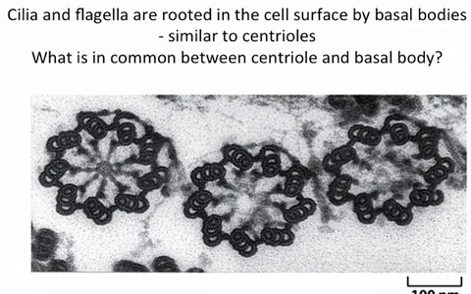Okay, so they are rooted in the cell surface. Cilia and flagella are rooted in the cell surface by basal bodies, which are similar to centrioles. So what do you think is common between the centriole and the basal body? What do you think is a common component other than microtubules? Do you remember what a centriole is? Yes, so that's what I was looking for. Gamma tubulin, right? That's what nucleates and grows out your microtubules. So chances are you're going to have that in your basal body, right?